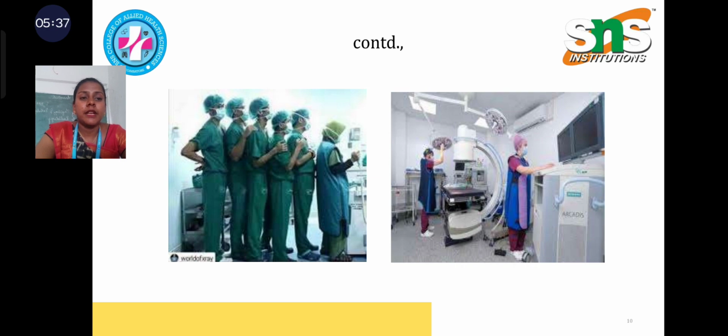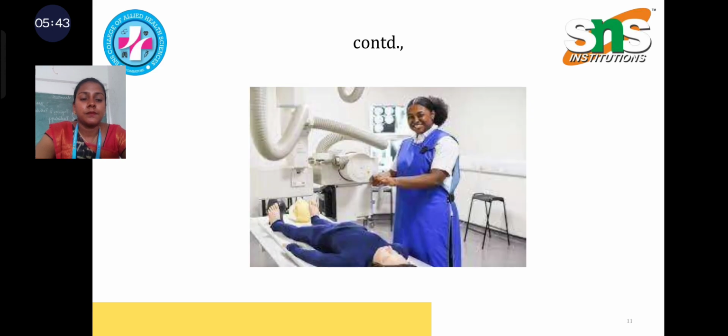So this is how an X-ray is performed in the OT. This is how an X-ray machine is operated in the OT.